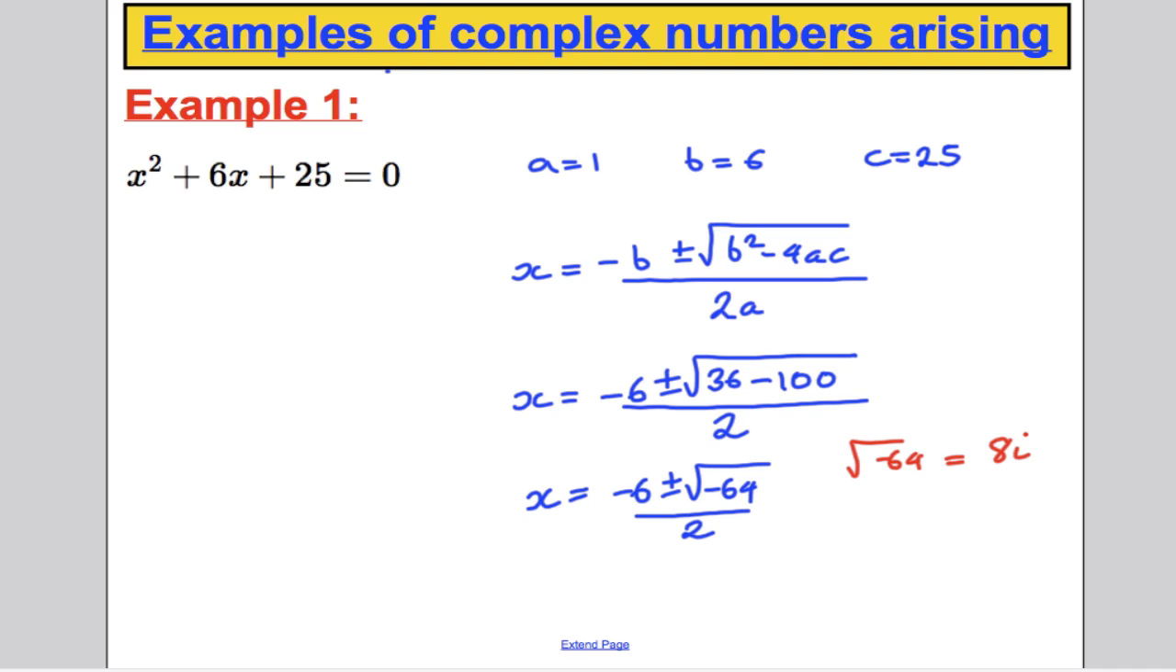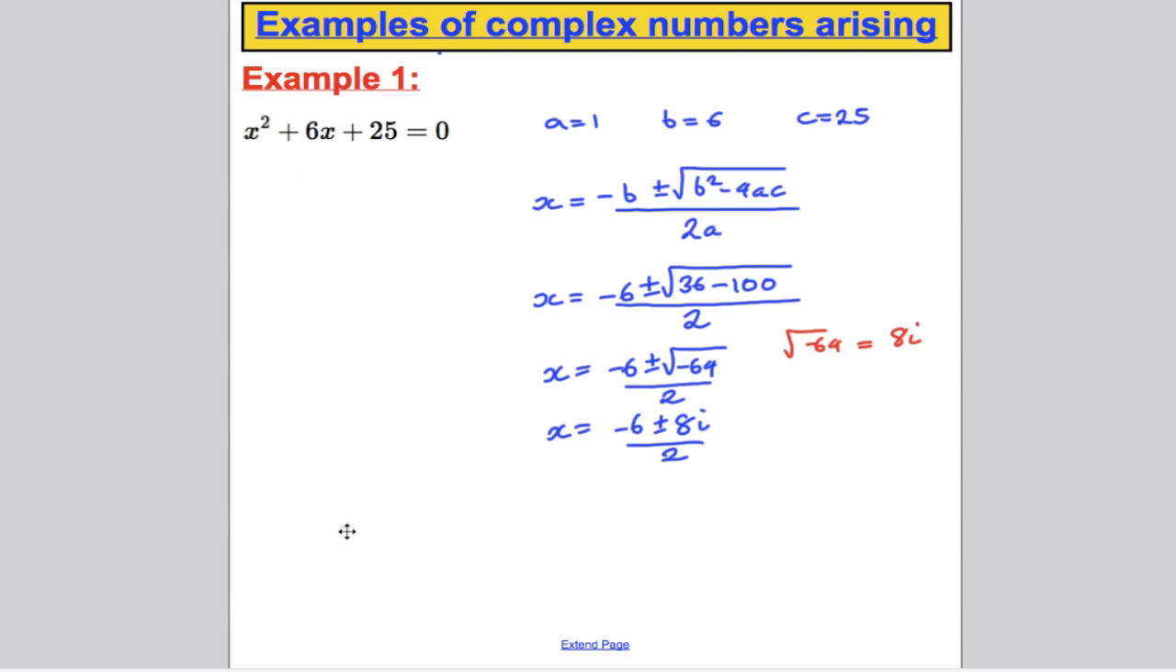Okay, so x is equal to negative 6 plus or minus 8i over 2. And what you can do is divide both of these by 2, and we would have our answers. There are two answers. x on the one hand is negative 3 plus 4i, and x is equal to, on the other hand, negative 3 subtract 4i. And there are two answers.